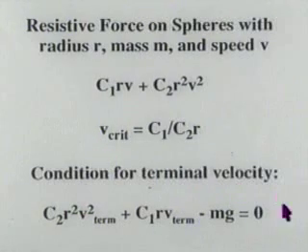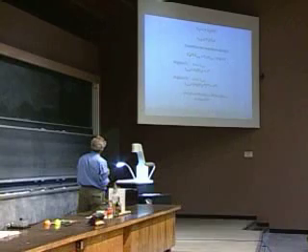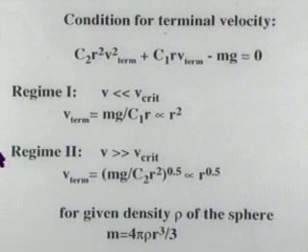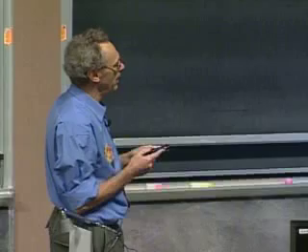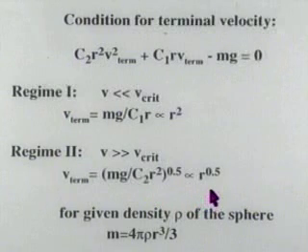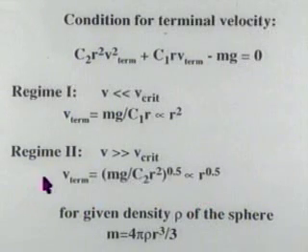And then we have regime 1, whereby the speed is way less than the critical speed, and then you get the terminal velocity, as you see on the blackboard, which is proportional to r squared, if you only look at objects which have a particular given density. And if the speed is way larger than the critical speed, you are in regime 2, and then you have a dependence with the square root of r.